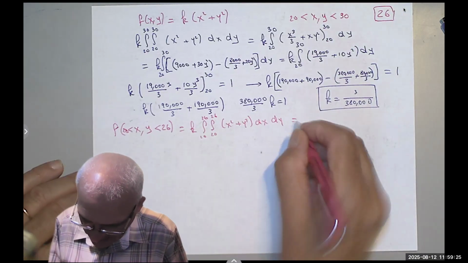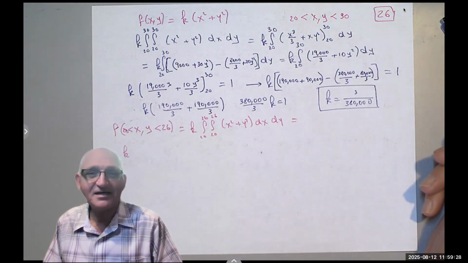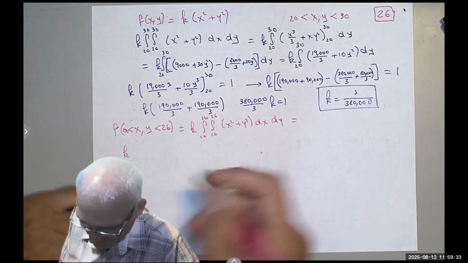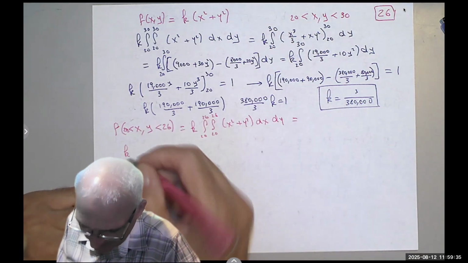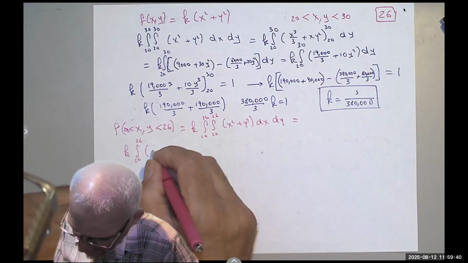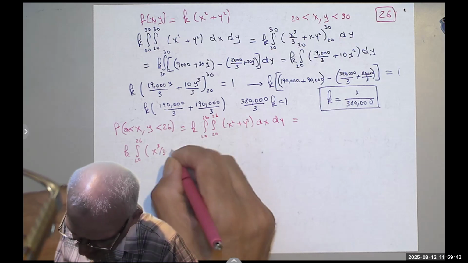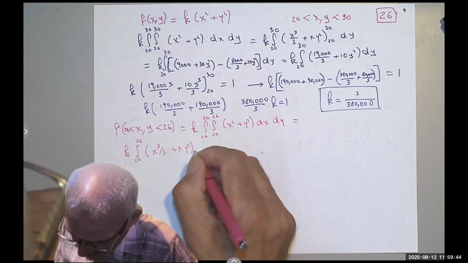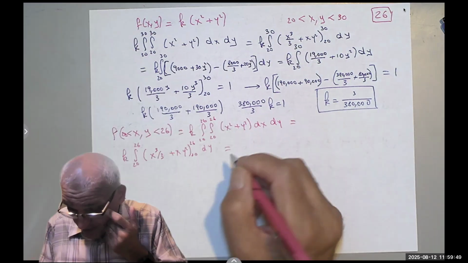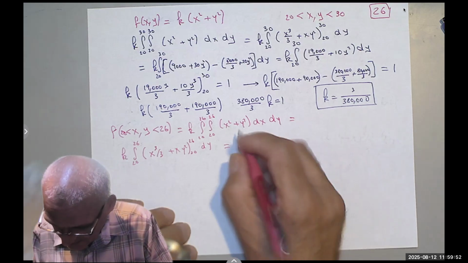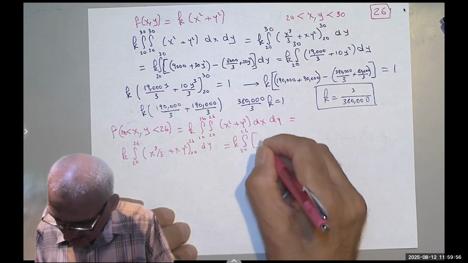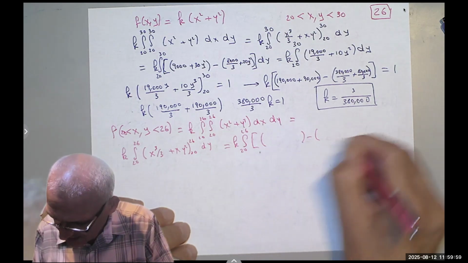So it's k times... this became like a calculus session; I didn't pick a wrong or tough or bad example. The integral from 20 to 26 of x cubed over 3 plus xy squared, evaluated from 20 to 26, dy equals k times the integral from 20 to 26.